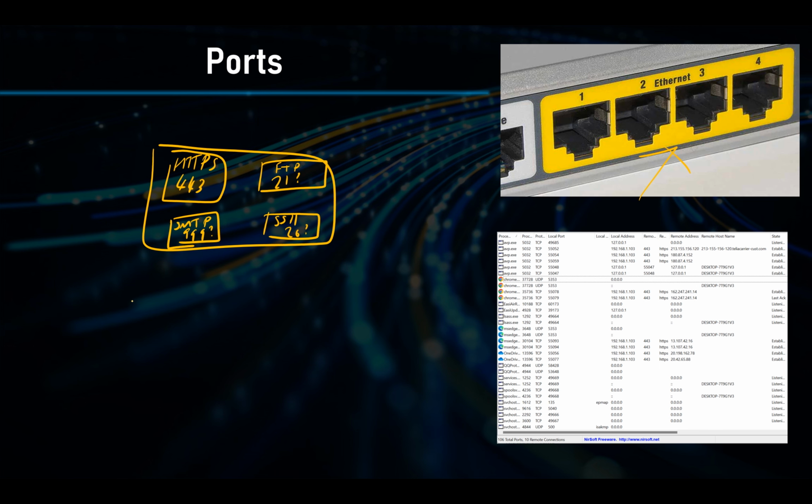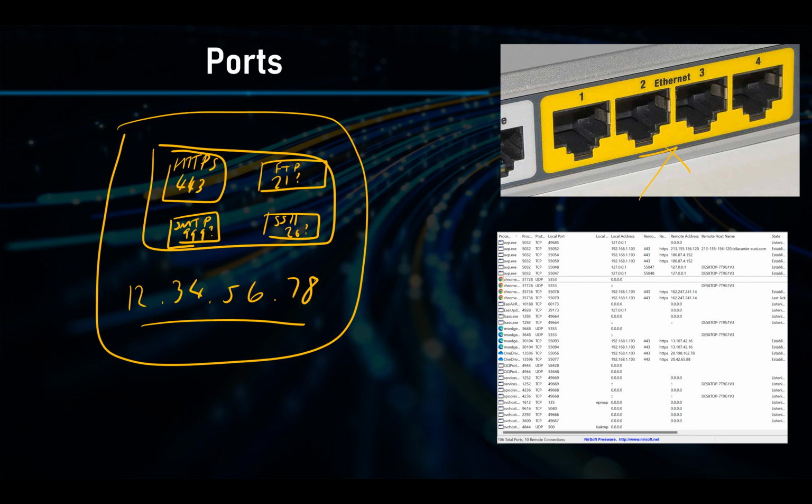So let's say we have some data, and the IP address, let's say 12.34.56.78. So I'm saying this is the IP address of this device here that we've hypothetically made.